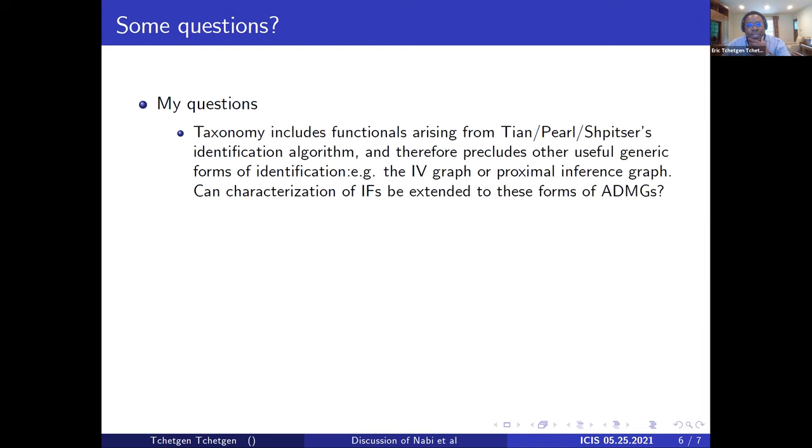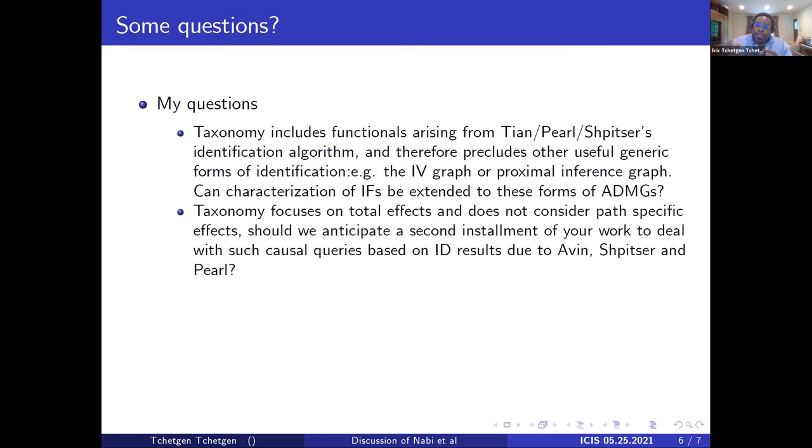The taxonomy focuses on total effects and begs the question as to whether path-specific effects are addressed. Mediation analysis is a very popular field of causality these days. And so my question to Razieh is, should I anticipate a second installment of this body of work to deal with such causal queries based on the ID result of Ilya and colleagues in the context of path-specific effects?